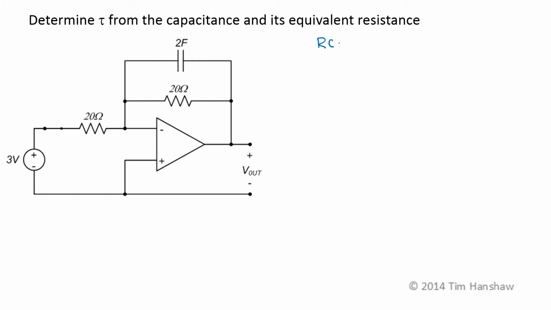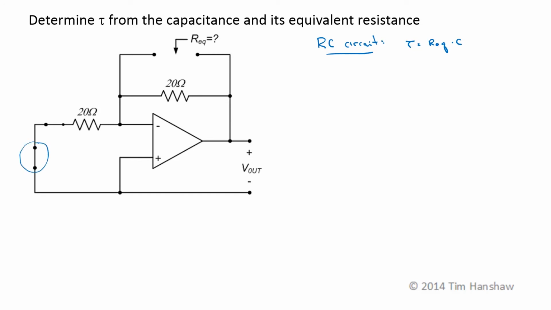This is an RC circuit. So tau is equal to Req times C. We just have to figure out what Req is. Now, to find Req, we kill the independent sources. So the voltage source is going to become a short circuit here. Now we have to figure out what the equivalent resistance is seen by the capacitor, essentially the Thevenin resistance. So we take the capacitor out and we look for a voltage-current relationship at these terminals. So Req is equal to the voltage over the current seen by these terminals.